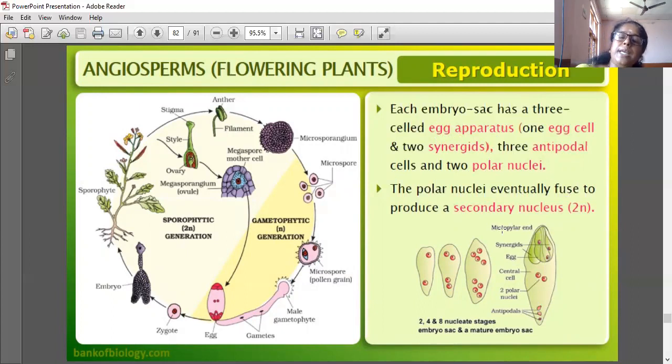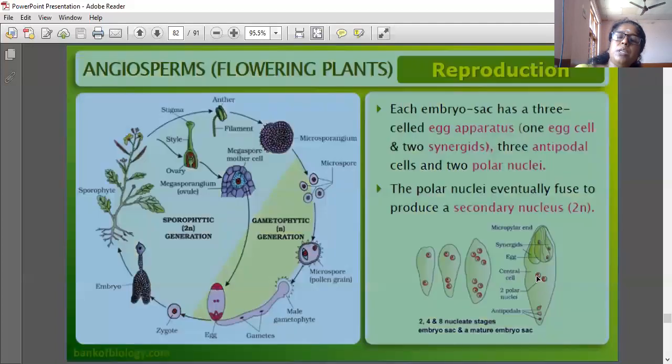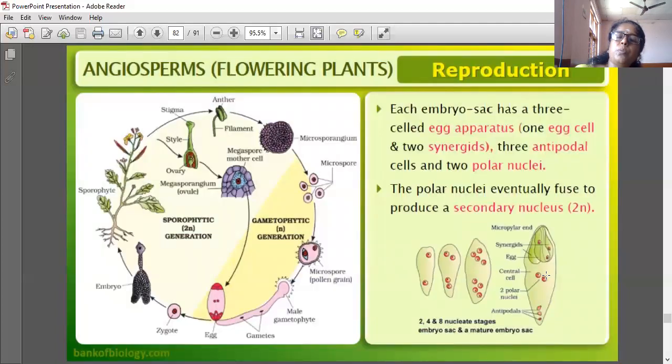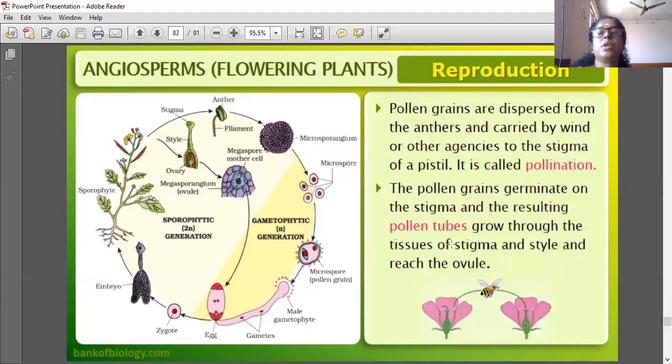The polar nuclei eventually fuse to produce a secondary nucleus. These polar nuclei are 2 in number. Afterwards, what will happen? They fuse together to form a secondary nucleus. So 3 structures are there: the egg apparatus, the 3 antipodals and the 2 polar nuclei. Afterwards, the polar nuclei fuse to produce a secondary nucleus.